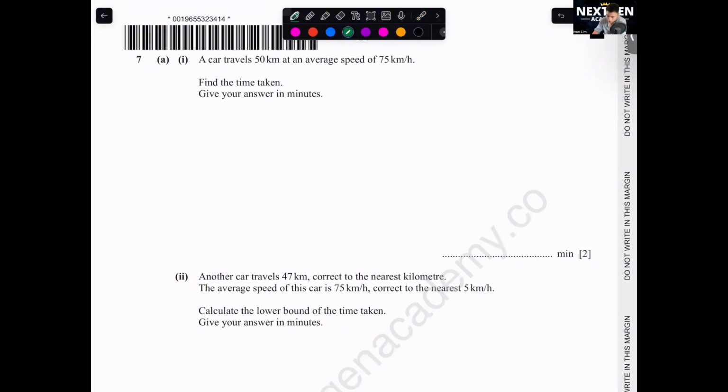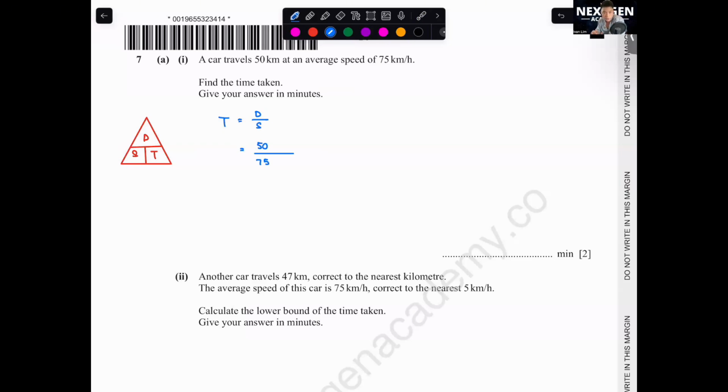Okay, this is the kinematics question. So whenever we see kinematics, it means speed, distance, time, and you draw this triangle first. Speed, distance, time. How to find time? They want us to find time. It means distance over speed. Distance is 50 km. Speed is 75 km per hour.